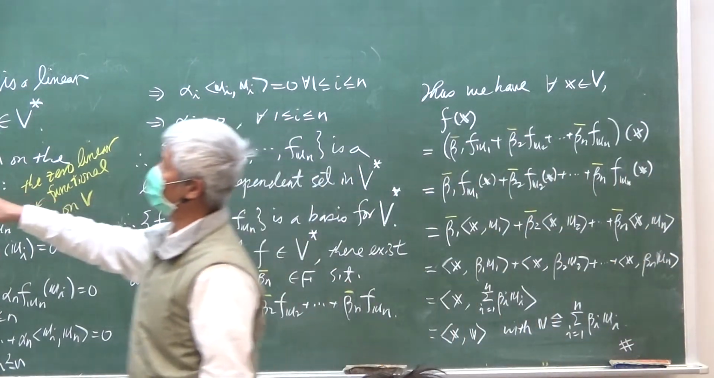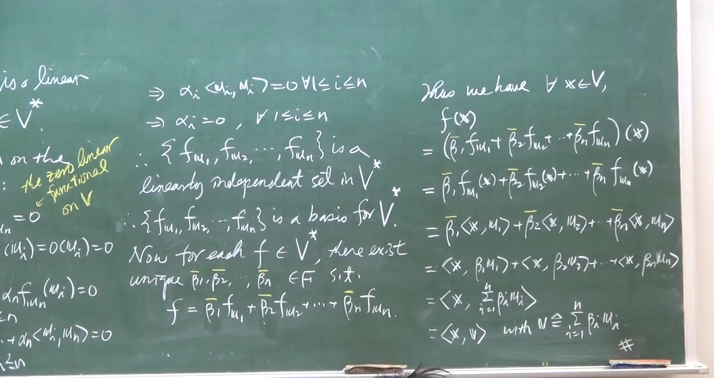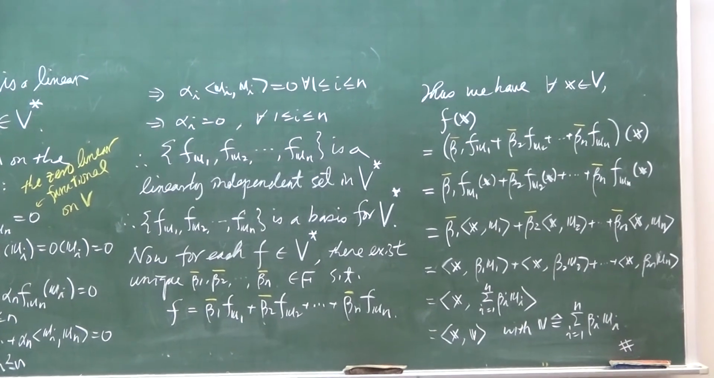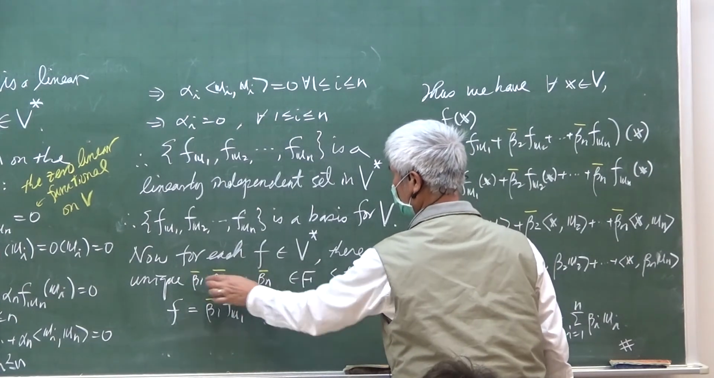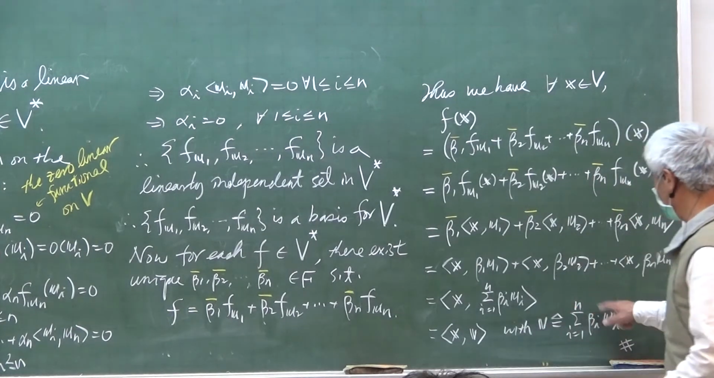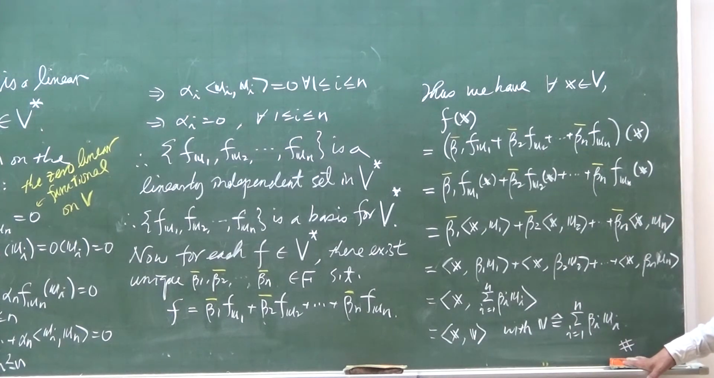So you see that for every linear function f, we can find a unique v such that it's just the inner product with that unique v. v is unique because the beta bars are unique. With unique beta 1 bar, beta 2 bar, we have unique beta i. Any questions? Okay, so let's take a break until 11 o'clock.